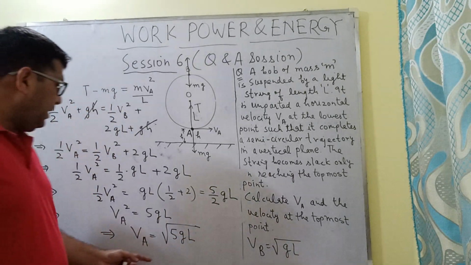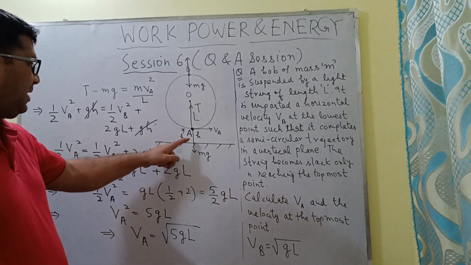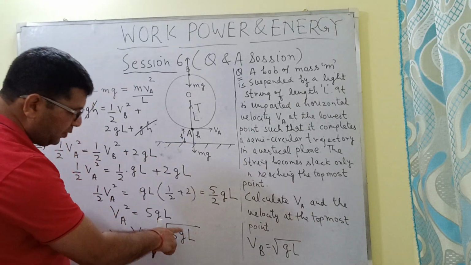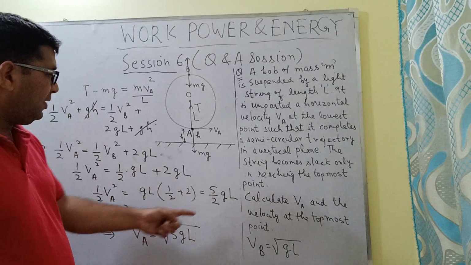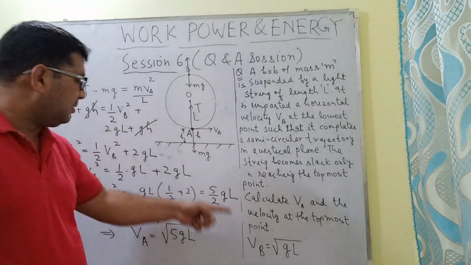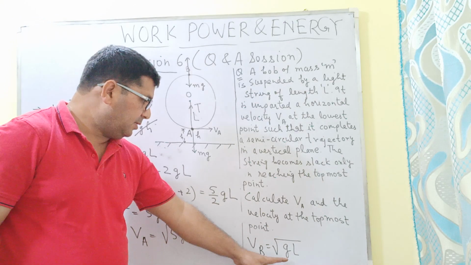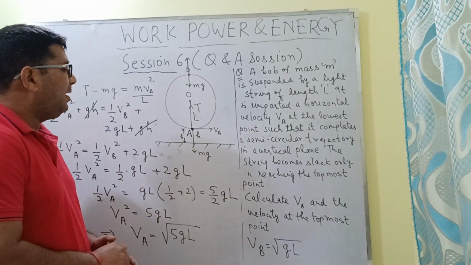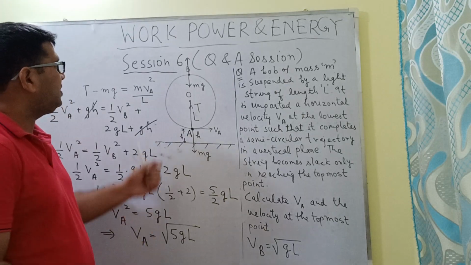So the velocity at the bottommost point, that is at the point A, is equal to under root of 5gL, and the velocity at the topmost point was equal to under root gL. So I hope you have understood the solution of this question.